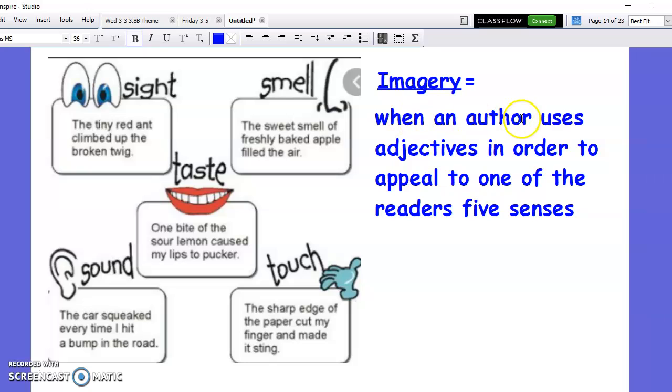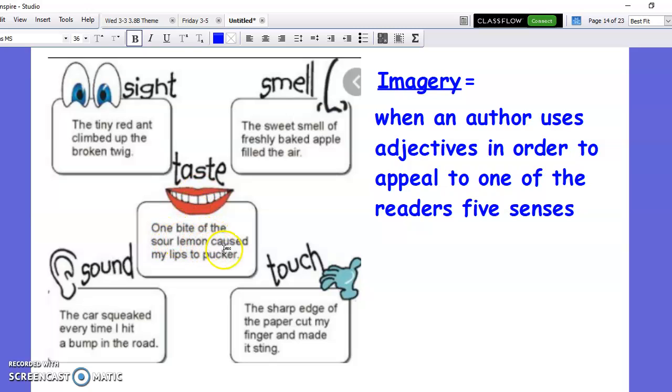Imagery is when an author uses adjectives in order to appeal to one of the reader's five senses. For example, the tiny red ant climbed up the broken twig. The words tiny and red appeal to your sense of sight because they describe what the ant looks like. Smell: the sweet smell of freshly baked apple pie filled the air. Sweet smell automatically tells you that it's appealing to your sense of smell. It's describing what it smells like.